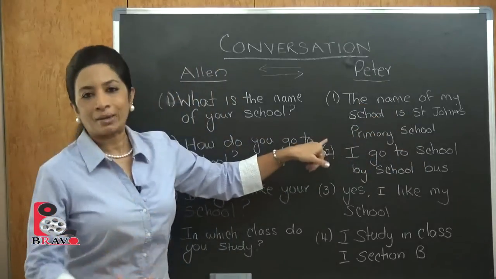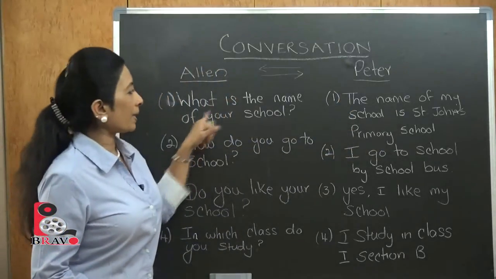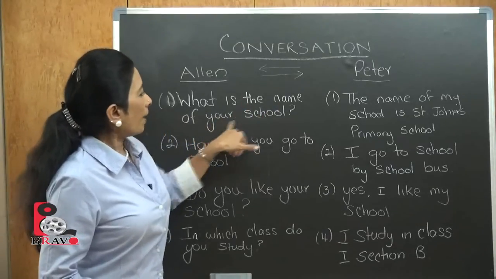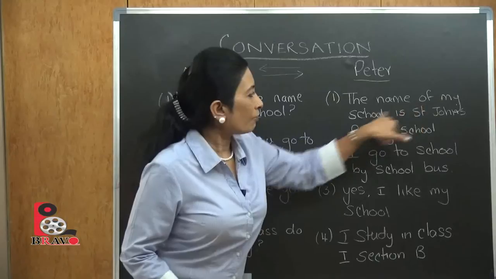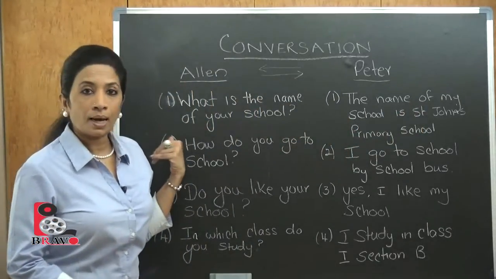Obviously Peter will know which school he is going to. You don't need to know the language for that. You would know which school he's going to. But how do you put that answer back into the question that's thrown at you? So the name of my school is repeated here, the name of my school, because your school is the question, my school is the answer.